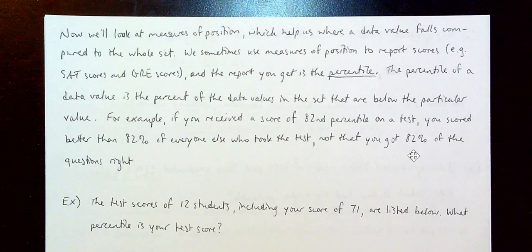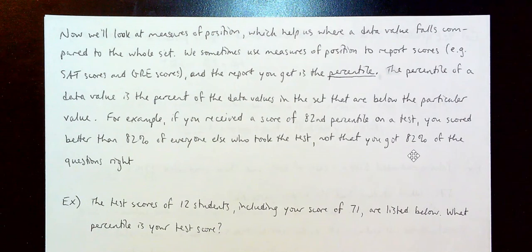So what I mean is, say you took the GRE and you got your results back, and you see the number 82. Well, that 82 doesn't mean that you got 82% of the points on the test. It doesn't mean that you got 82% of the questions right. It just means that you scored better than 82% of all the people who took that same test on the same day at the same time.